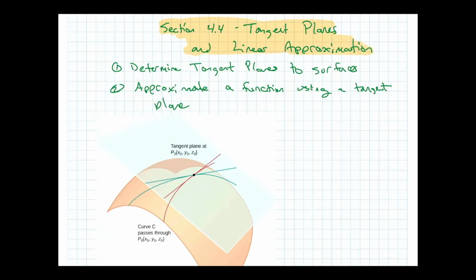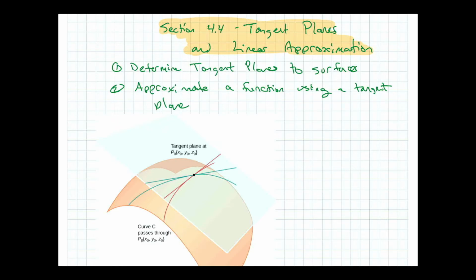So what we're going to be learning in this section is how to do two things, basically. We're going to learn how to determine a tangent plane to a surface. That's what we'll talk about first. And then we'll talk about how to approximate a function using a tangent plane, which is also very easy to do. So pretty straightforward. You're basically going to learn almost just one thing in this lecture. Let's go ahead and get started.